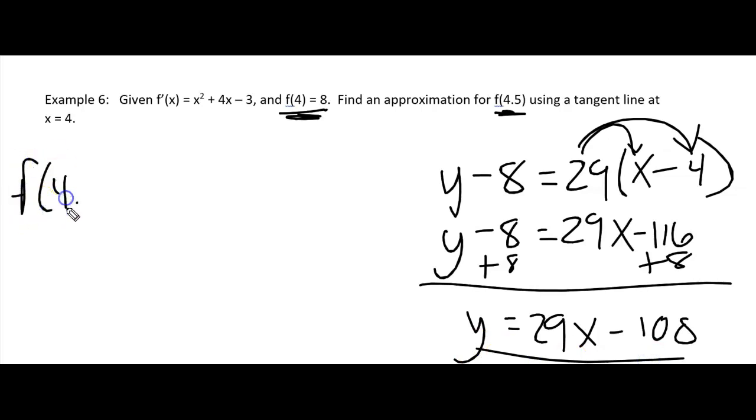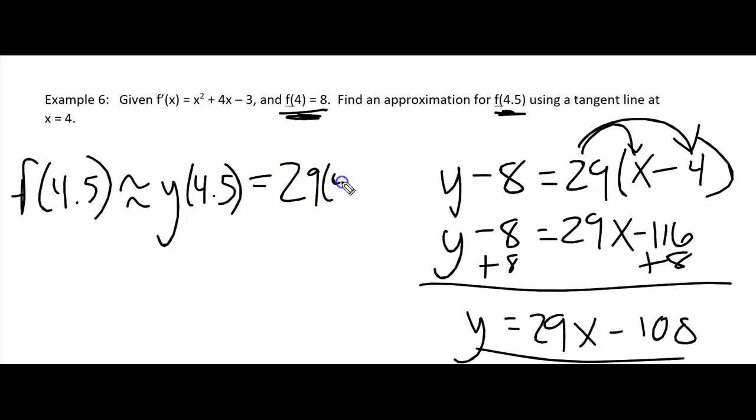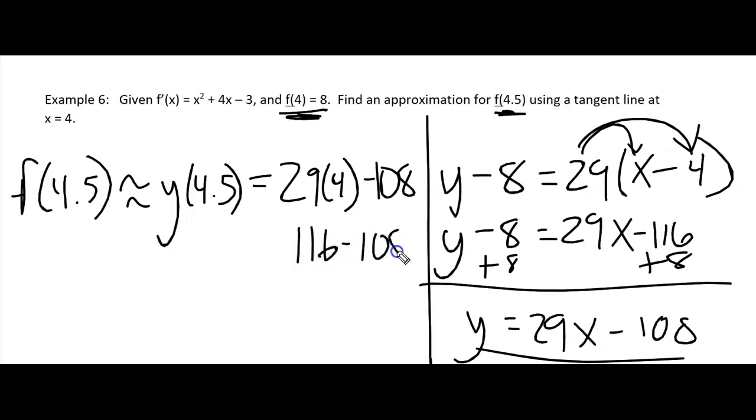So f of 4.5 should be approximately equal to y of 4.5, which means that it should be approximately equal to 29 times 4 minus 108. Okay, so once again here, 80 and 36 is 116, minus 108, which is going to be 8. So we would say that f of 4.5 is approximately y of 4.5, which is 8.